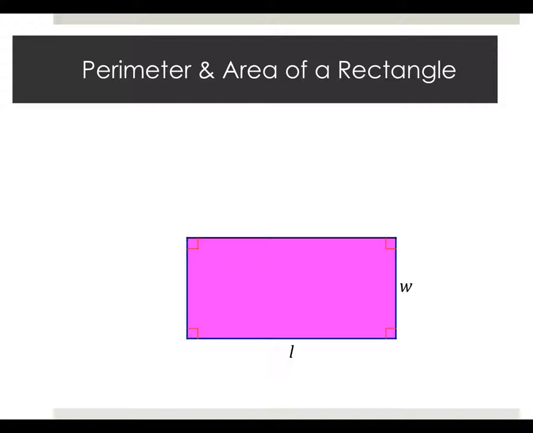Now we got a rectangle. How's a rectangle differ from a square? Not all sides are equal. Good. However, there are 2 pairs of equal sides, right?